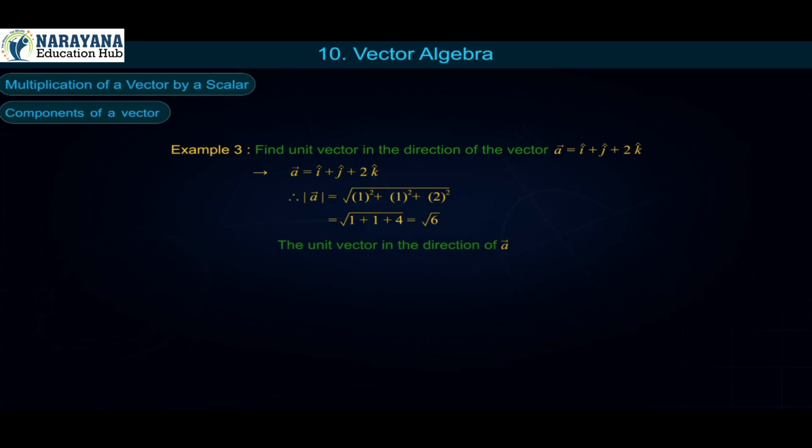The unit vector in the direction of vector A is equal to vector A upon modulus of vector A, which is equal to 1 upon root 6 into (î + ĵ + 2k̂), which is equal to 1 upon root 6 î plus 1 upon root 6 ĵ plus 2 upon root 6 k̂.